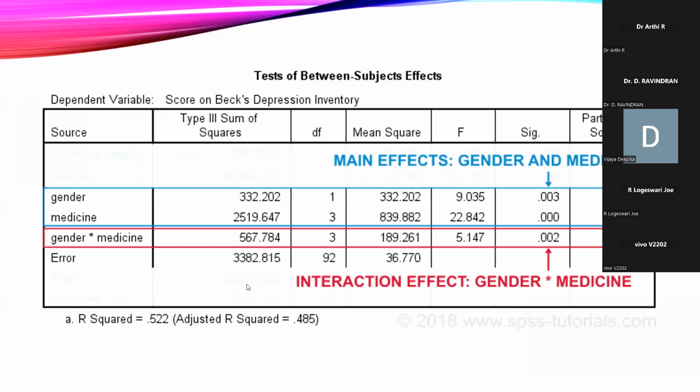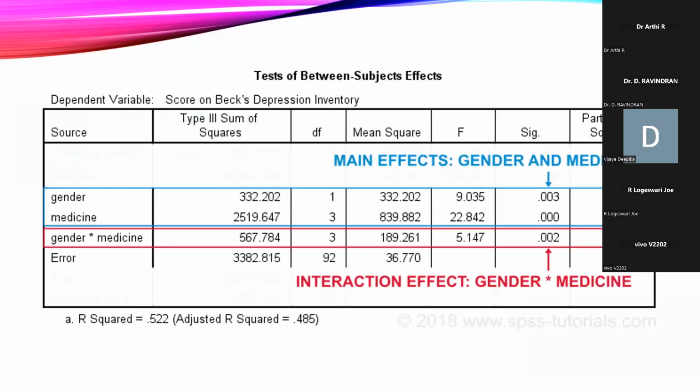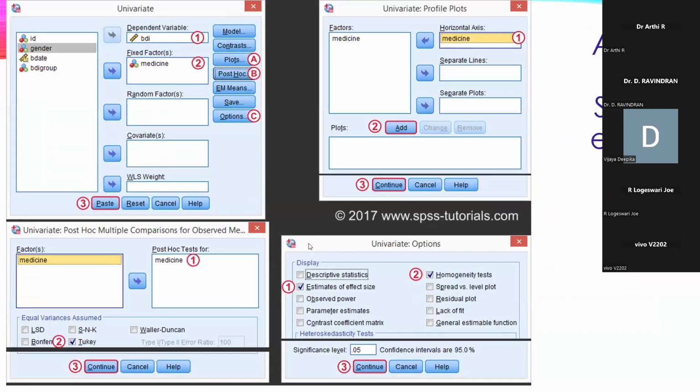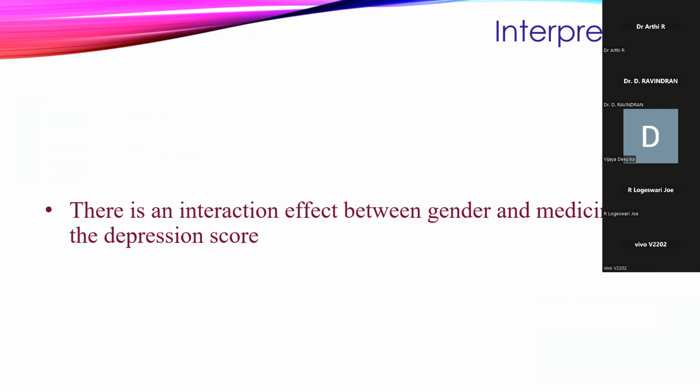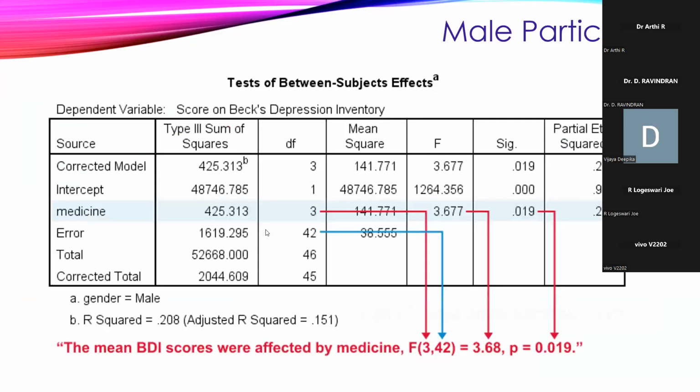Okay, so this is what is explained here and this is what is shown here. Here, with gender into medicine, this is the interaction effect. Now, when your interaction effect is present, then you have to do a simple test, like how we did earlier with BDI into medicine, the first ANOVA we performed. Same way, you will get this kind of a result.